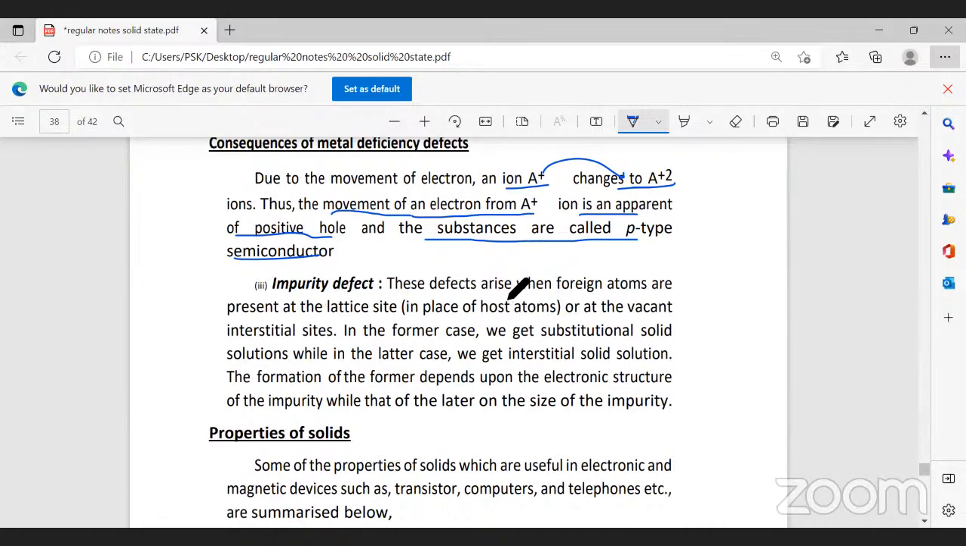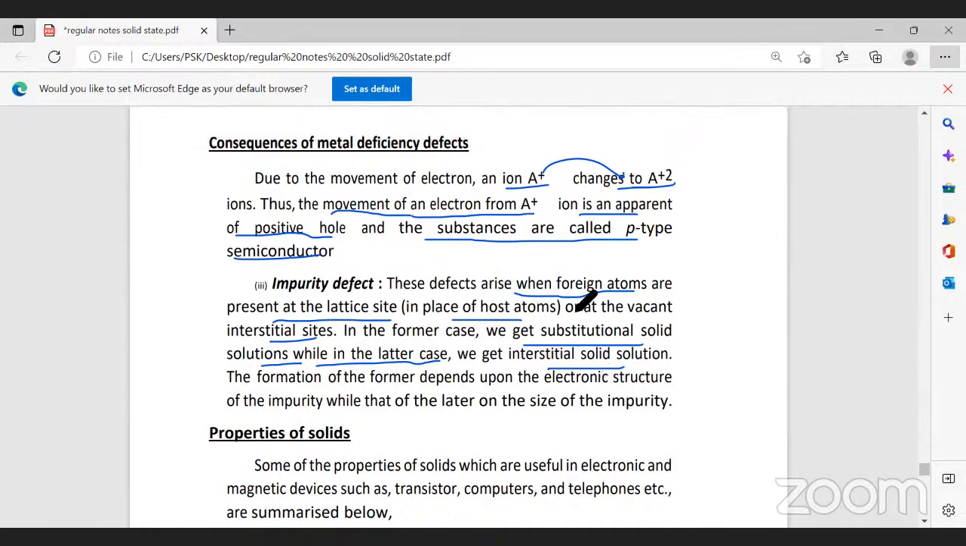Impurity defect. These defects arise when foreign atoms are present at the lattice sites in place of host atoms or at a vacant interstitial site. In the former case, we get a substitutional solid solution, while in the latter case, we get an interstitial solid solution. Solid solution, we will learn next chapter, different types of solutions. The formation of the former depends upon the electronic structure of the impurity, while that of the latter on the size of the impurity.